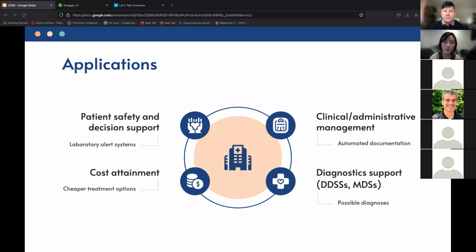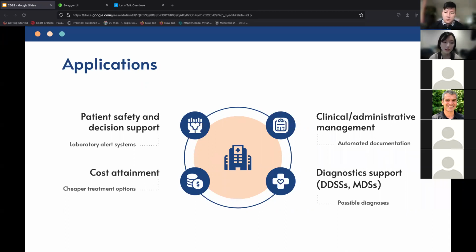So CDSSs have a variety of applications, including patient support, data management, diagnostic support, and cost containment. They can improve patient safety through reducing dosing errors or contraindications through laboratory alert systems and automated warnings. So for example, when a patient has an allergy to a particular type of drug, or is taking a drug that will interact harmfully with the new treatment, the system will respond in a pop-up or a notification to warn the pharmacist. These types of alerts are typically implemented within order entry systems, and these are really among the most disseminated kind of decision support we have currently.